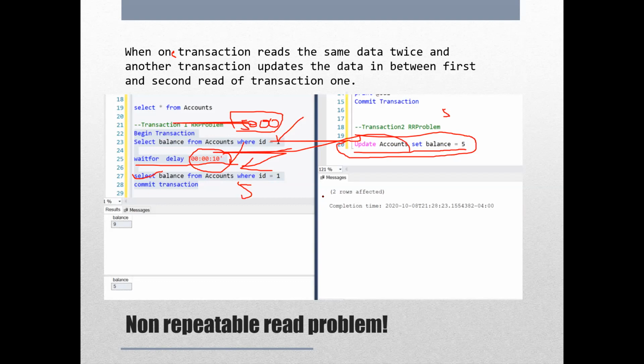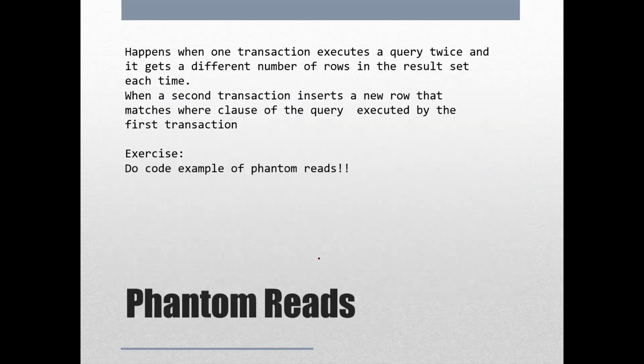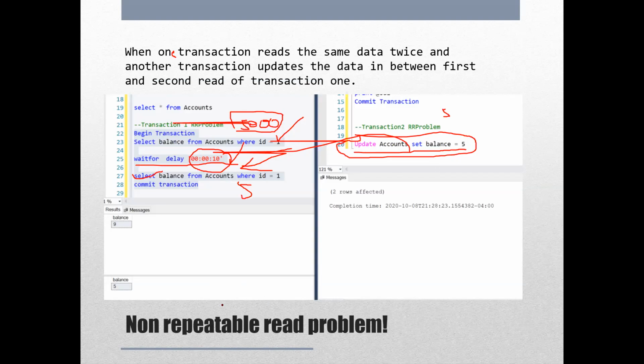So a non-repeatable read is where we are repeating the reads, but the repeated reads have different values, and what is desirable is that every repeated read should give the same value as we read the first time, right? So that is a non-repeatable read. And what will be the solution for this? Should we discuss that? It will be repeatable read.